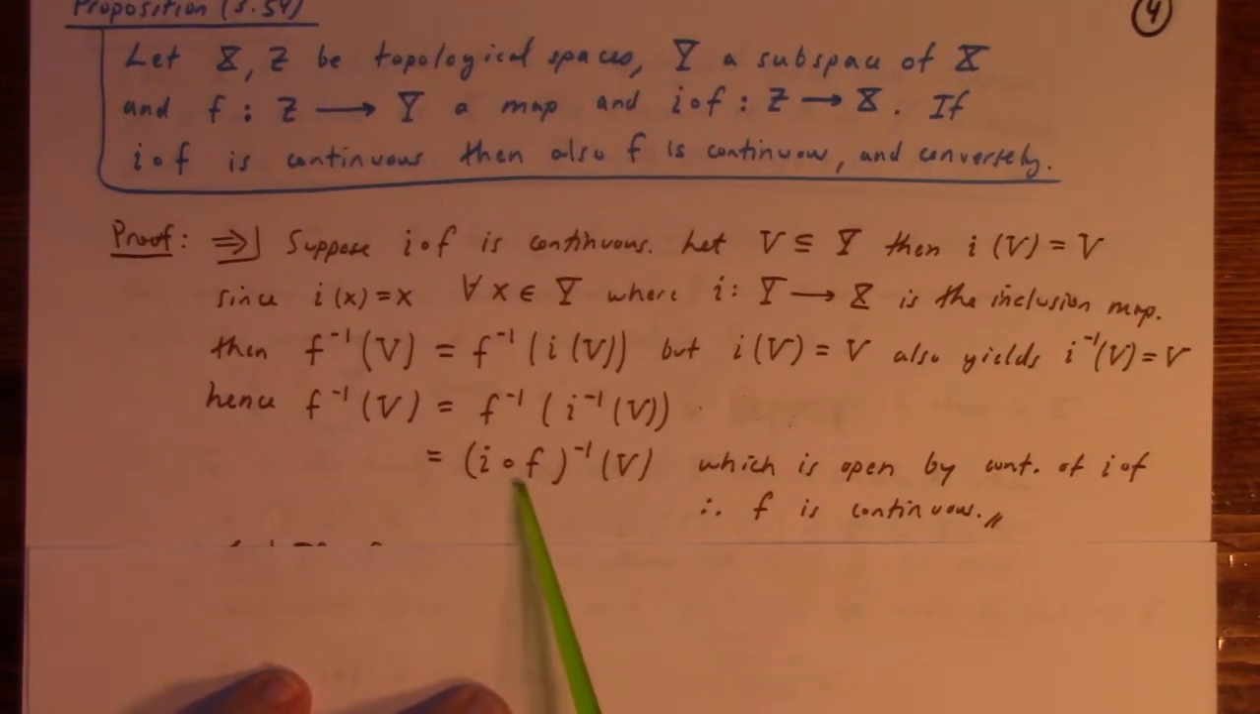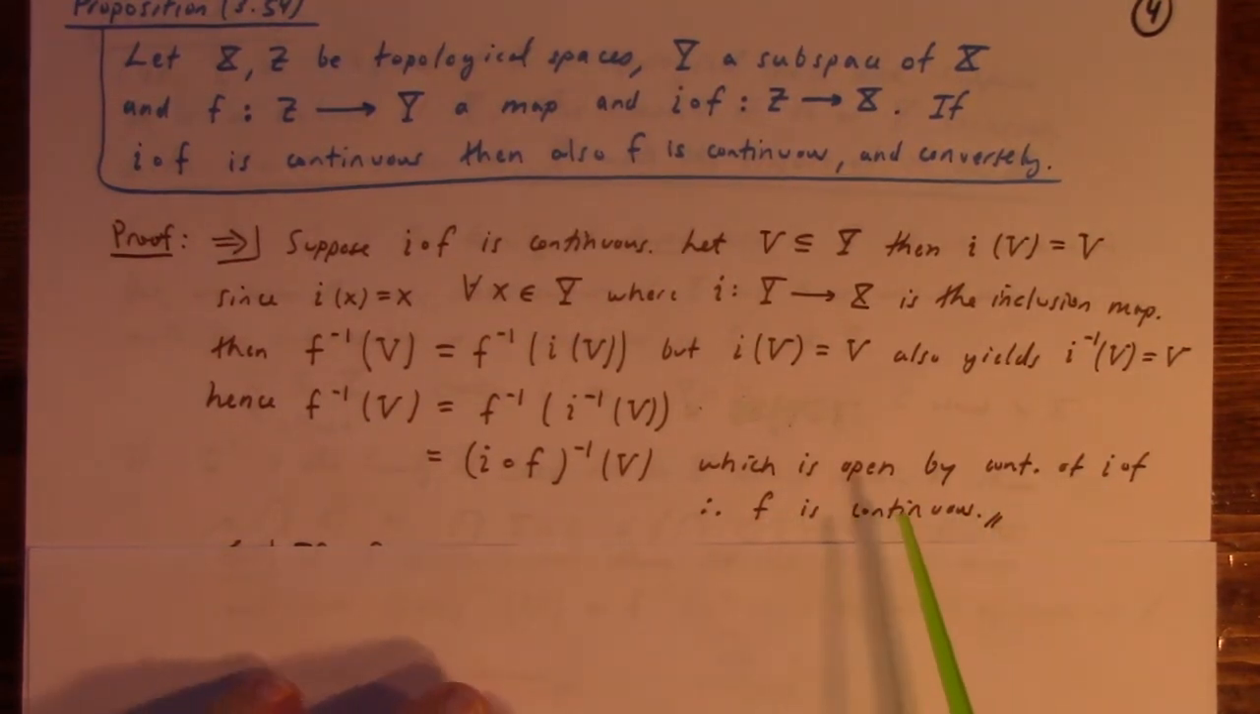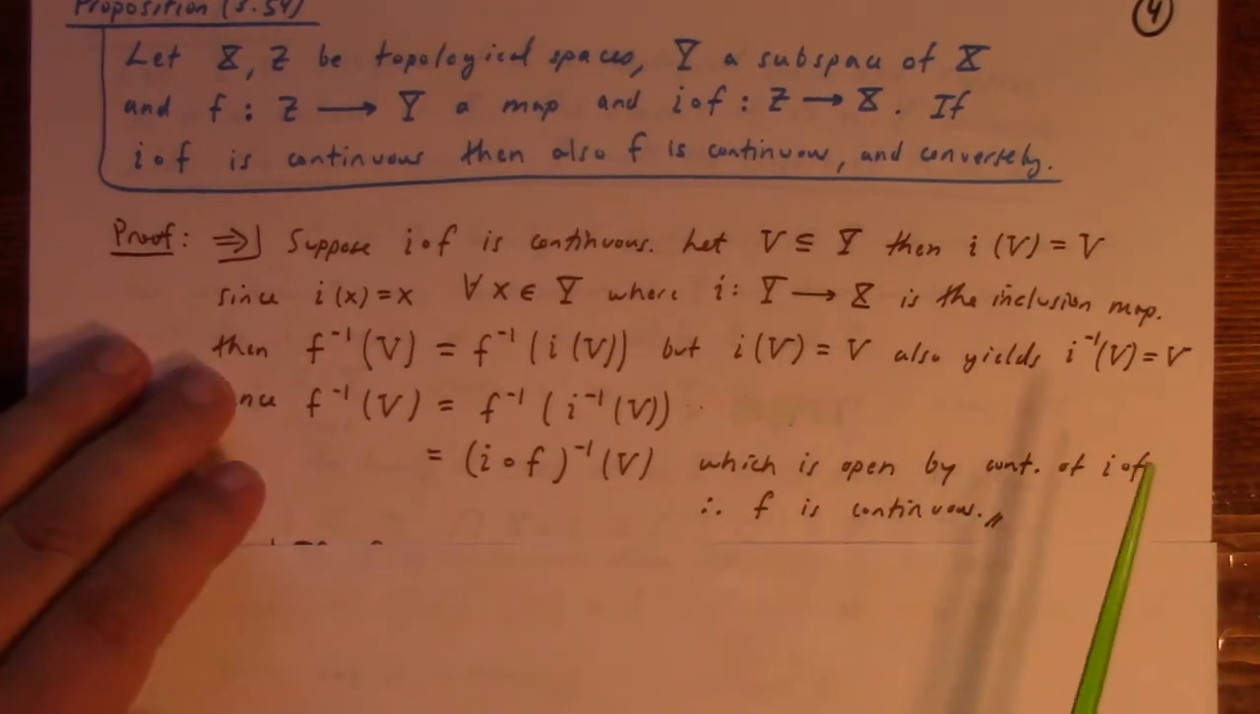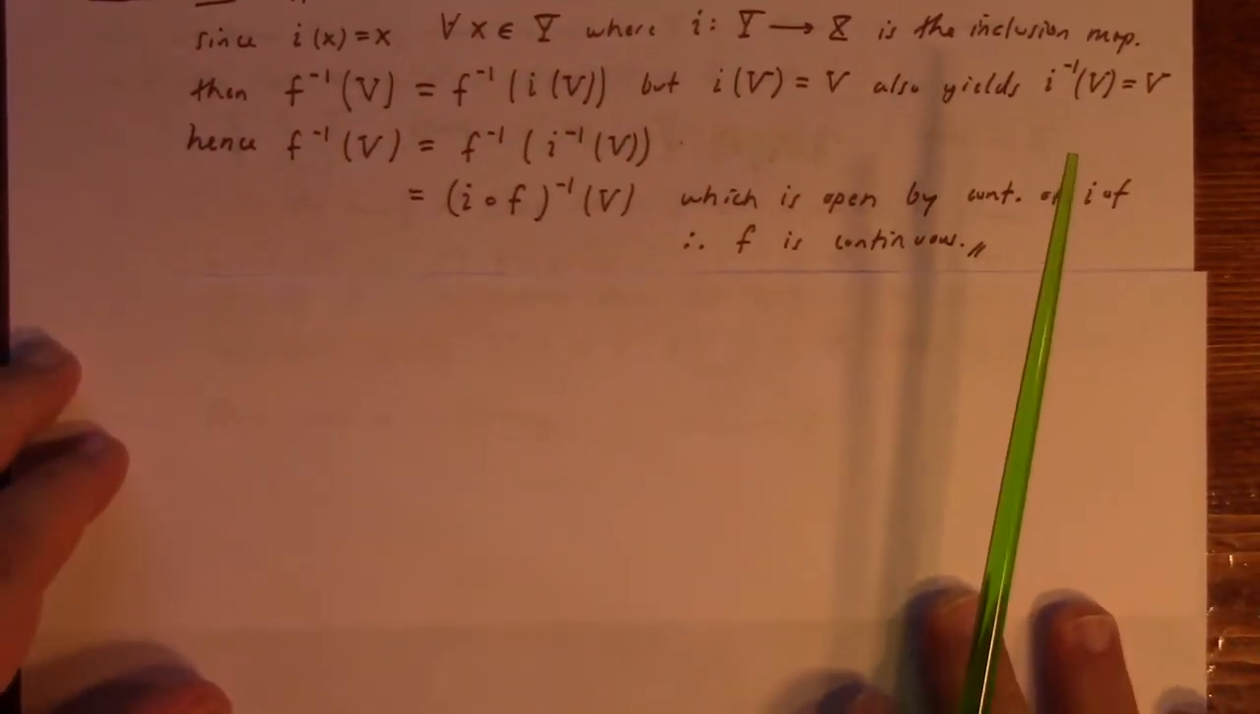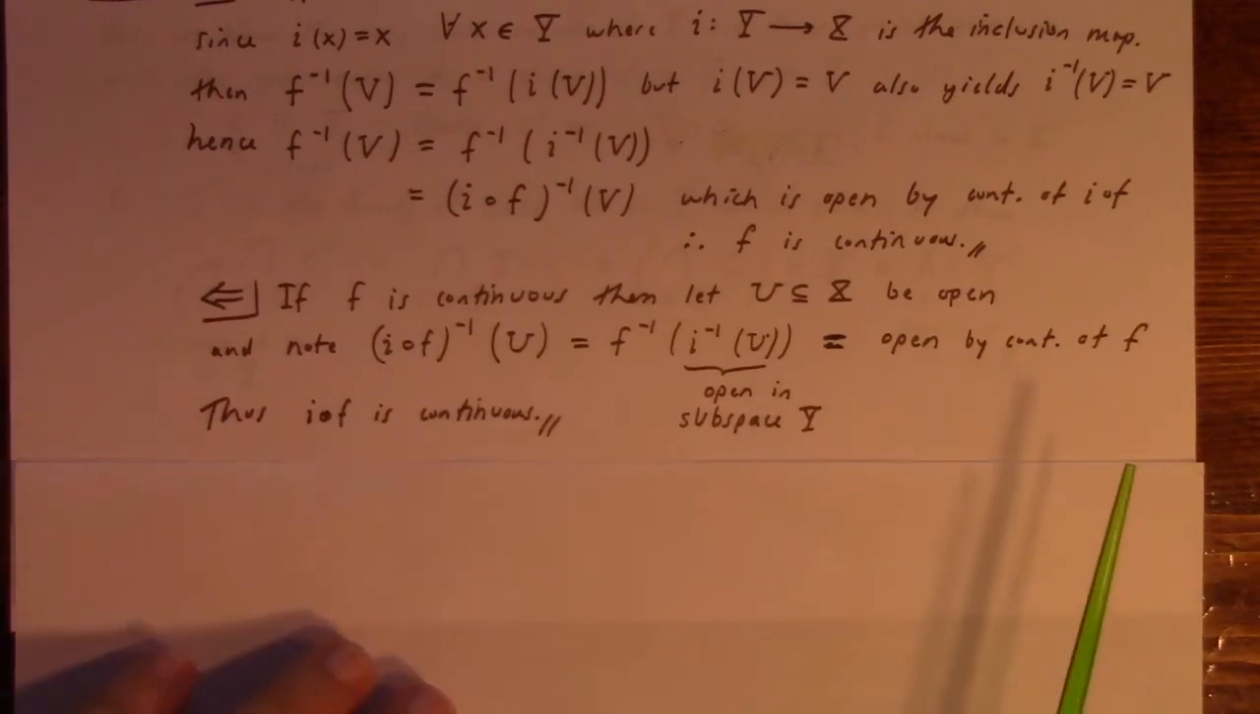Anyway, you can prove this. We have that I composed of f inverse of v is that. But I'm assuming I composed of f is continuous. So here we have the inverse image under a continuous map of an open set, and that therefore is an open set. So consequently, we've shown the inverse image of open is open for f, therefore f is continuous. And the other direction of this proof is somewhat similar, I believe.